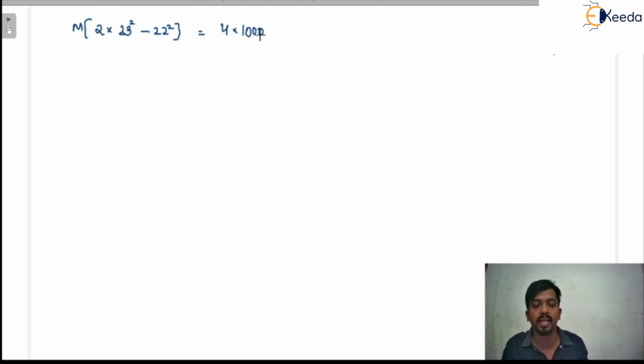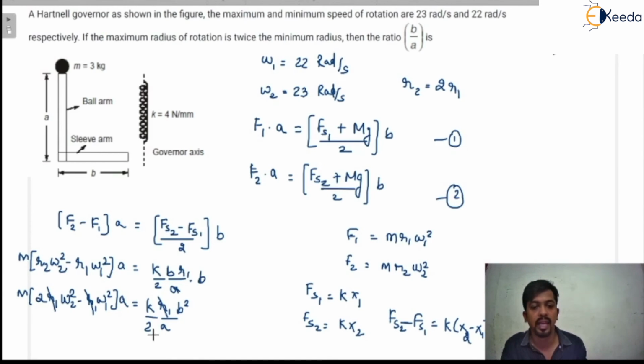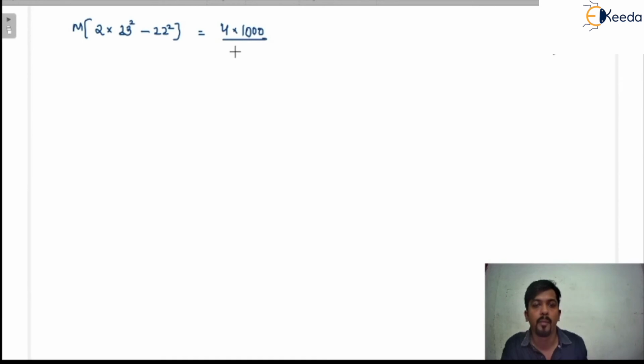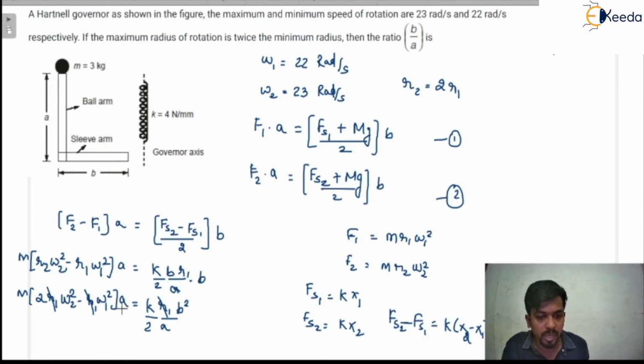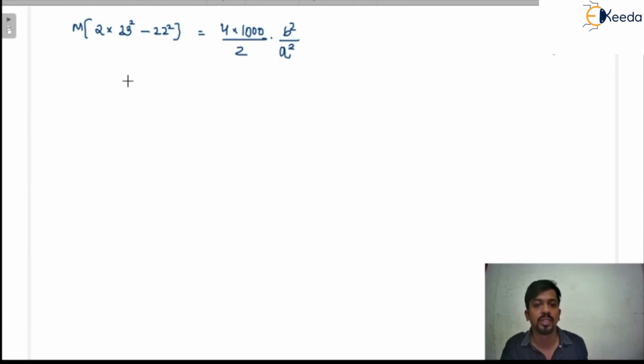We have to multiply it by 1000. And K by 2 multiply B square upon A square. So K is transferred from here to the other side, and finally we will get B square upon A square. You just have to calculate B square upon A square here. The mass of the ball is given in the question, that is 3 kilogram. So you can directly put it here, that is 3.